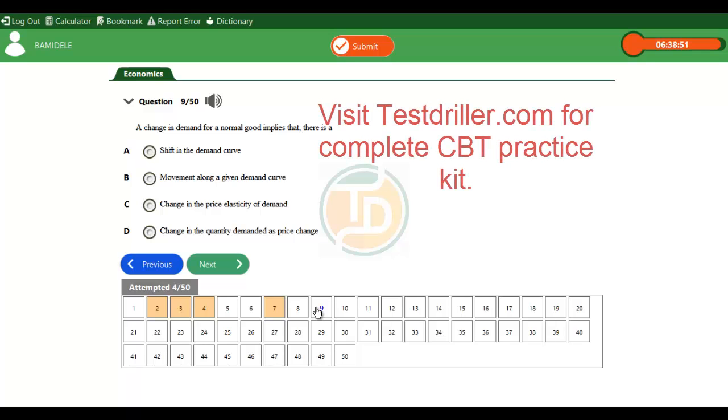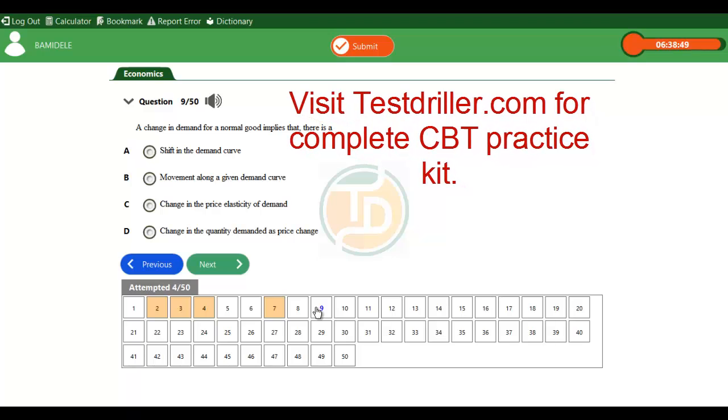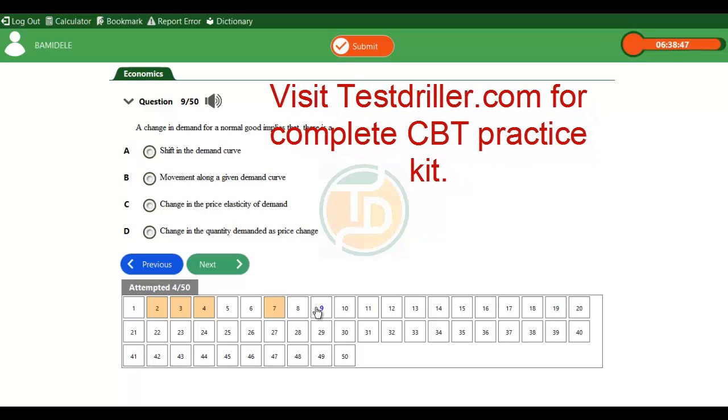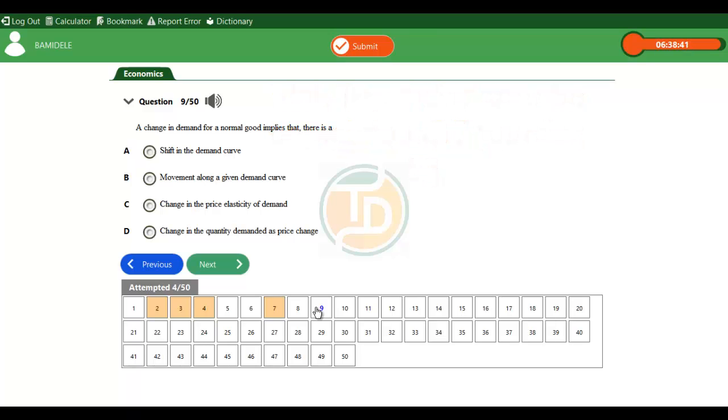Question 9, 2014 UTME. A change in demand for a normal good implies that there is a: option A, shift in the demand curve. Option B, a movement along a given demand curve. Option C, change in price elasticity of demand. Option D, change in the quantity demanded as price change.